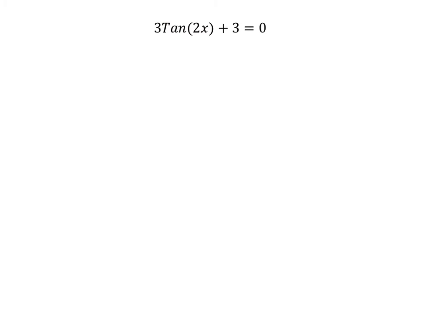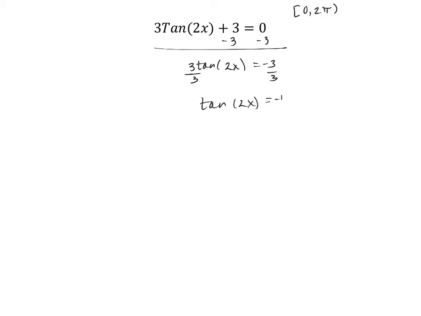Okay, we're going to still use that same interval. We're going to go from 0 to 2 pi. Okay, so I'm going to go ahead and subtract 3 from both sides of 2x is equal to -3, and then dividing through by 3, we get the tangent of 2x is equal to -1.